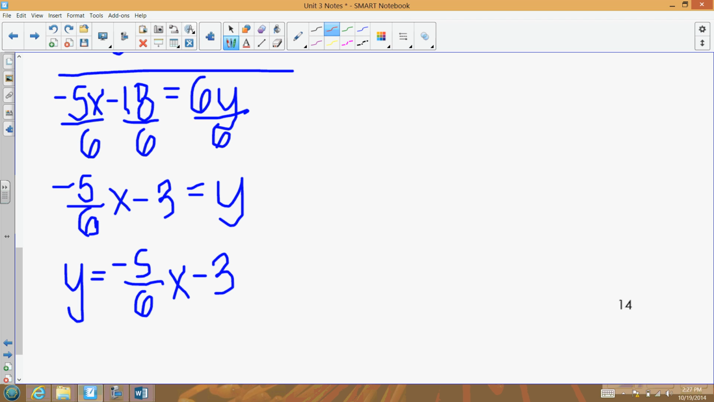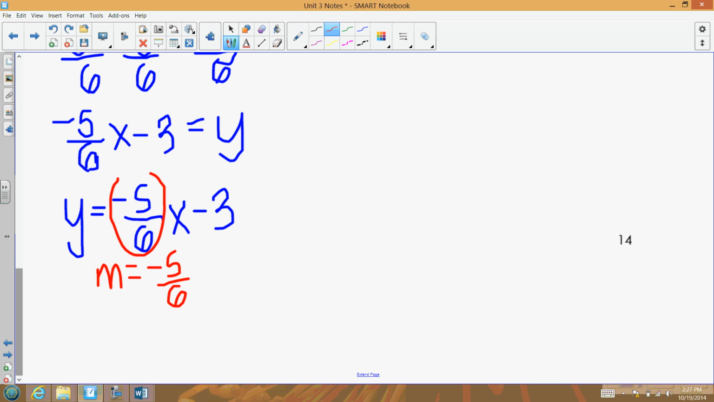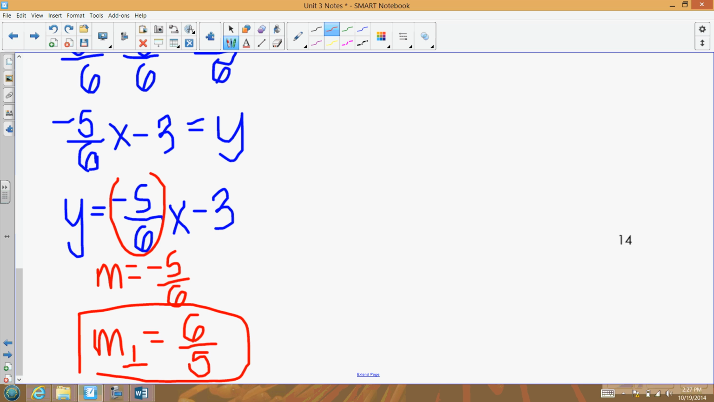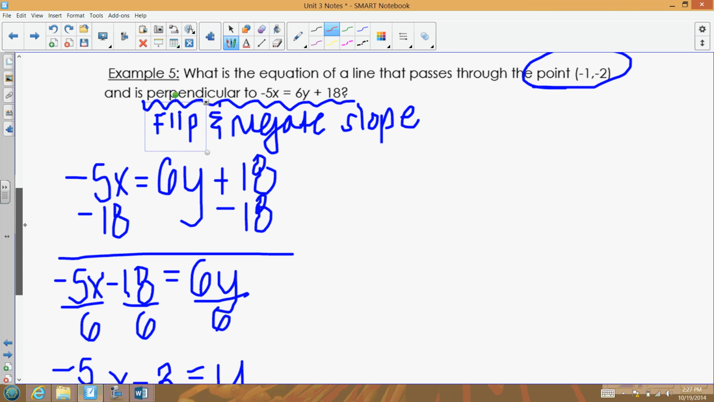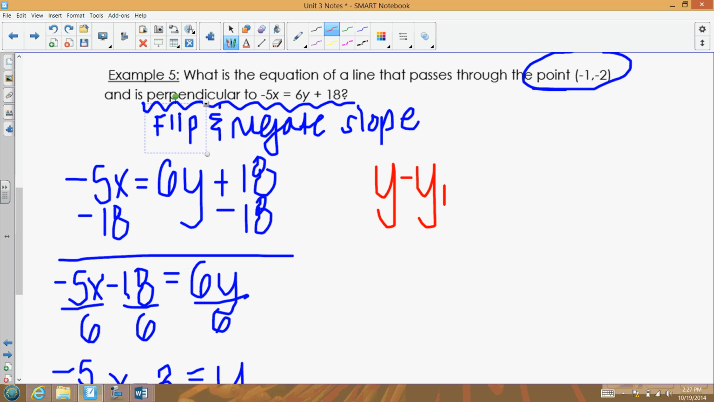So the slope of this line is negative 5 over 6, which means the perpendicular slope, so this is the perpendicular symbol, I'm sure you've seen it before, the upside down T represents perpendicular. The perpendicular slope means flip and negate that. So if I flip it, I get 6 over 5. If you negate a negative, it becomes positive. So this is actually going to be the slope I'm going to use. And when we use that slope, we're going to be plugging it into point slope form. So the point slope form of a line is this formula here.